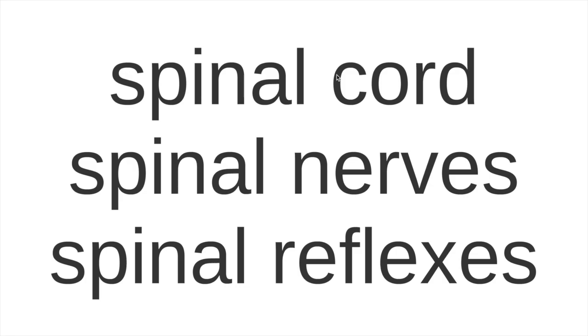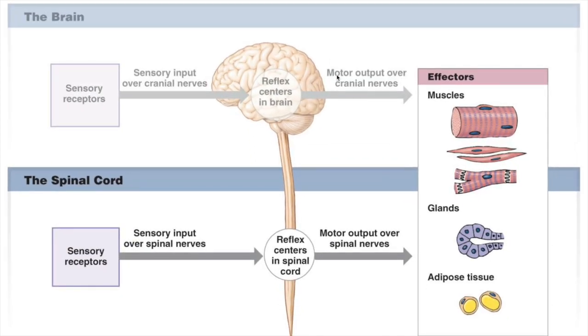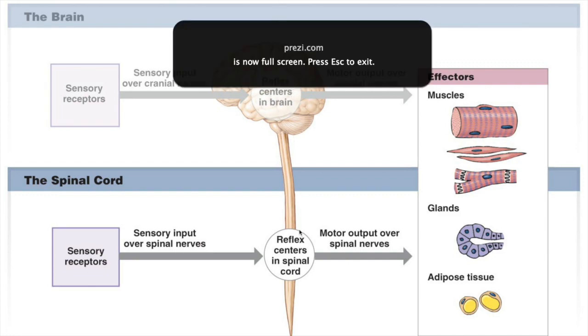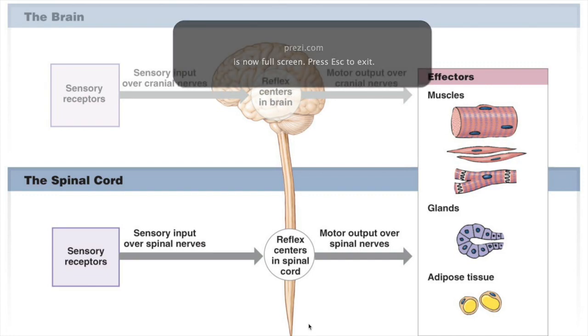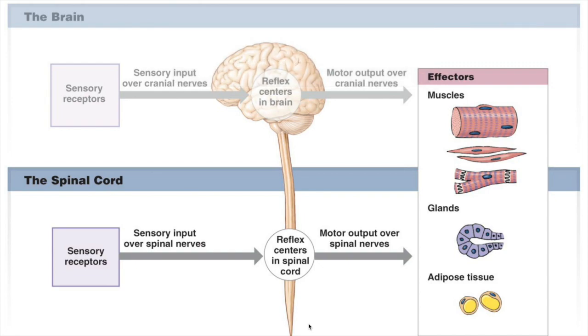Welcome everyone. Today we're going to talk about Chapter 12. We're going to focus on the spinal cord, the spinal nerve, and spinal reflexes. And here's a basic diagram of our brain and spinal cord and how they work together.